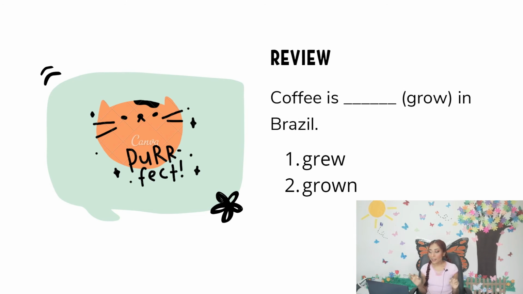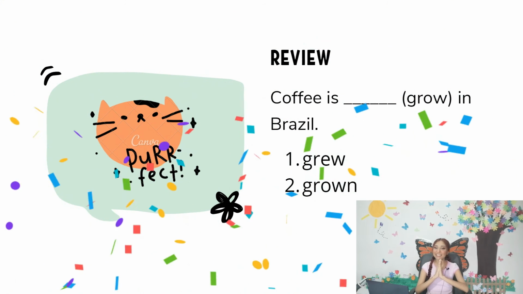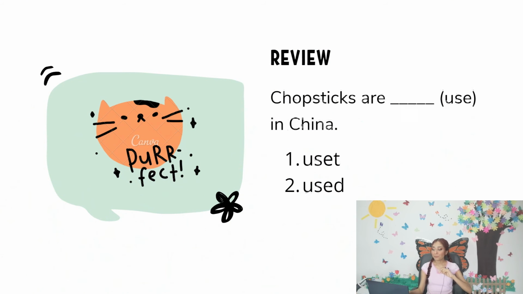Coffee is blank, grow in Brazil. Esto también ya lo deberíamos saber porque les dije que era importante aprenderse esto. Number 1, grew. Number 2, grown. Past participle of grow. Grew and grown. Number 1 or number 2? If your answer was number 2, coffee is grown in Brazil, that's correct. Excellent job. You are doing it great.